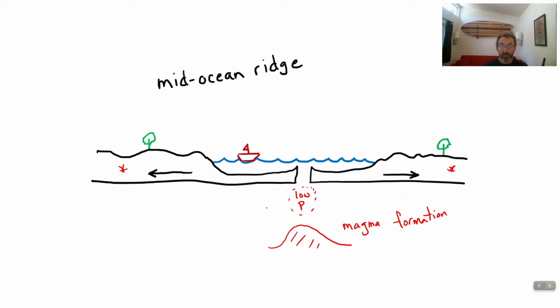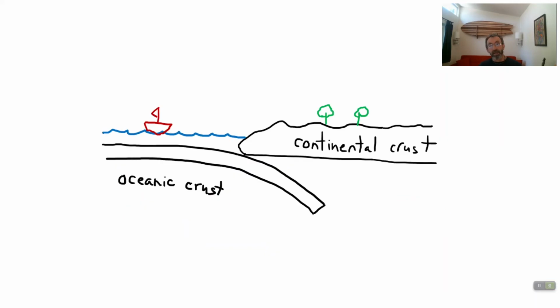Now this process is called pressure release melting, and it's a very self-explanatory kind of name. The melting is happening because of the pressure that's released in the area beneath this gap between these two tectonic plates. Now, another situation that leads to the melting of crust and the formation of magma is in an area called a subduction zone.